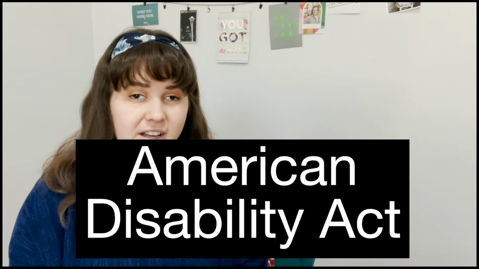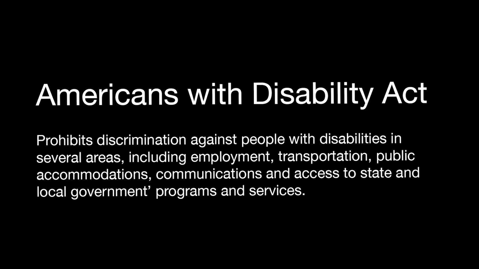The next term is Americans with Disability Act, or ADA. A lot of people refer to this as ADA guidelines or rules that they need to follow. This is a law or an act that was put in place in 1990. This prohibits discrimination against people with disabilities in several areas. This can include employment, transportation, public accommodations, communications, and access to state and local government programs and services. It's really essential and important to take the time to research what the ADA guidelines are so that you can make sure you're implementing them in your designs and services that you're providing.